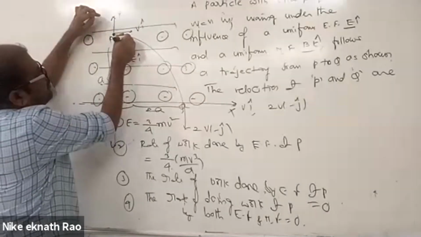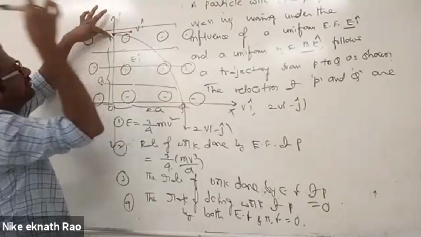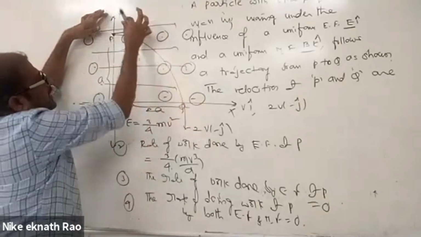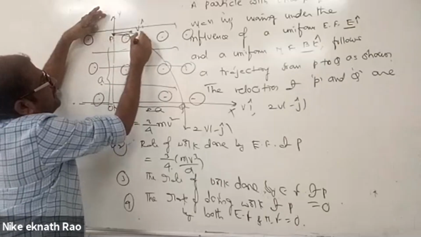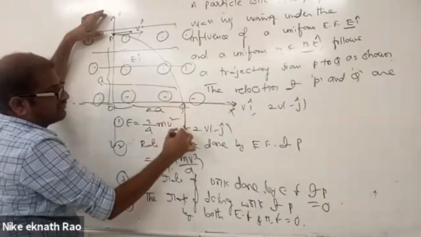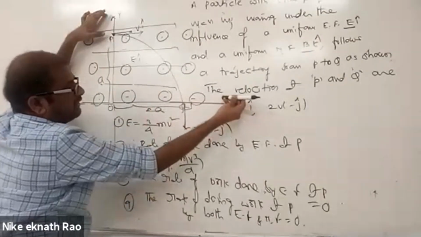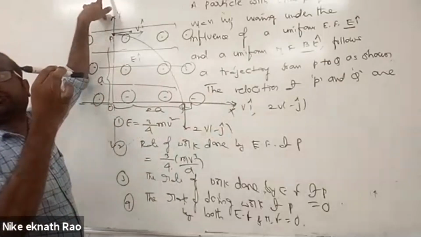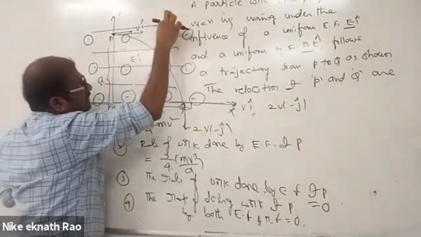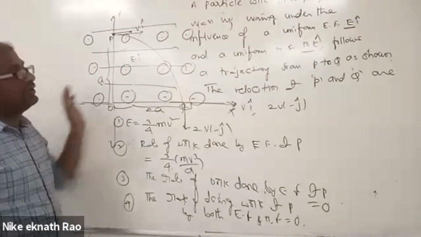The velocity direction at this point is like this, and the magnetic field is perpendicular to it. Here also the magnetic field is perpendicular. The electric field here is tangential, so the angle is 90 degrees. At point Q, the electric field and the magnetic field are both perpendicular to the velocity. At P, the electric field is parallel to the velocity and the magnetic field is perpendicular to the velocity. So you have to think and answer this question.